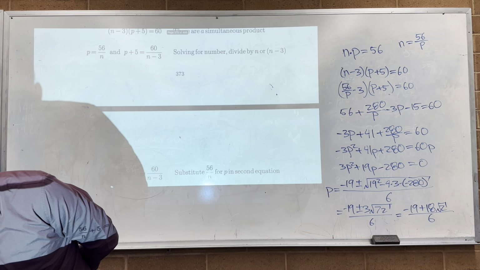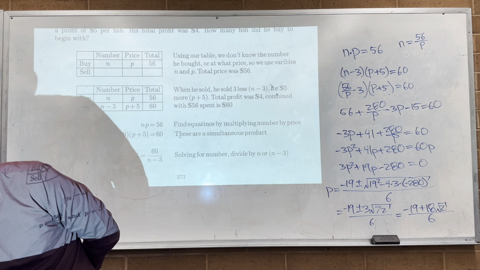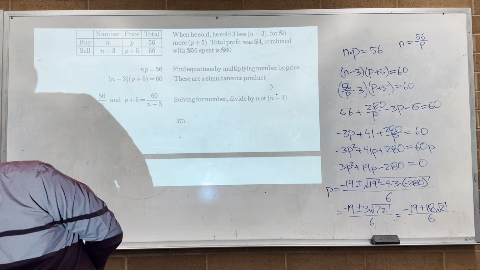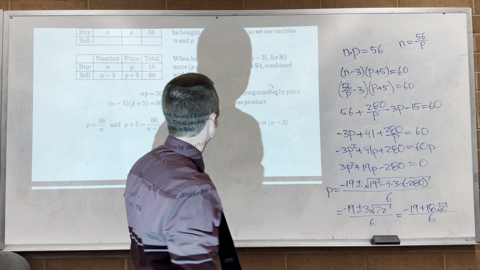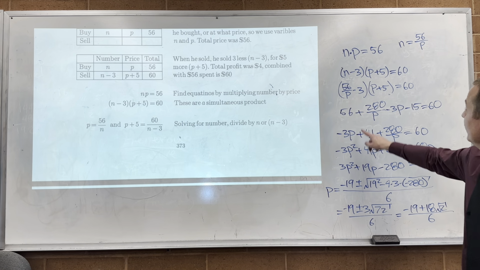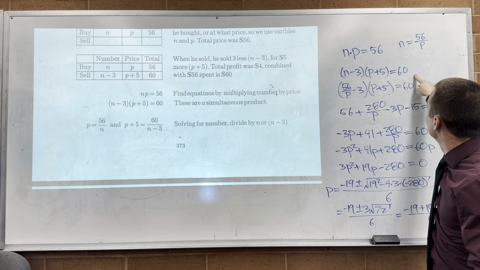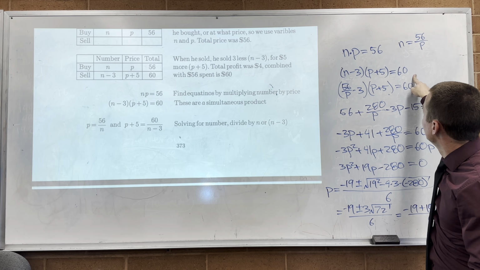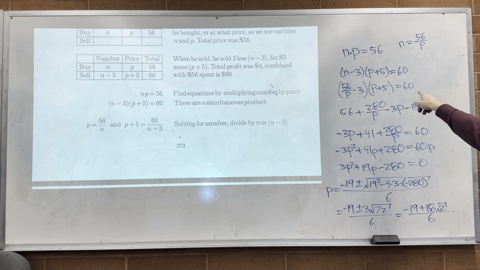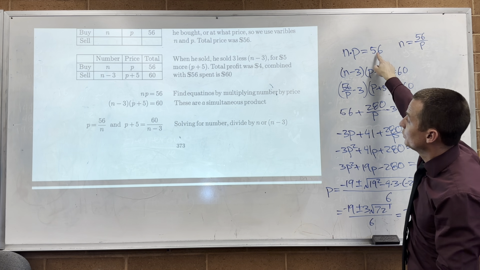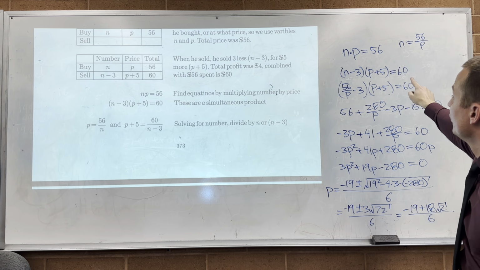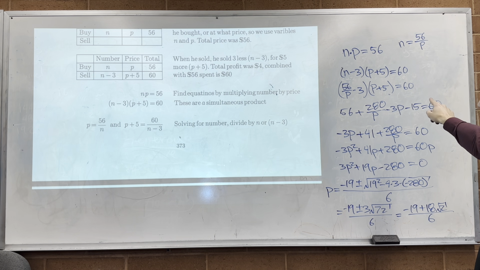I'm getting such ugly numbers. Still have to have a mistake somewhere. Did I set the problem wrong? n minus 3, p plus 5 equals 60. n times p is equal to 56. Why do they have a 60 over there? Huh?